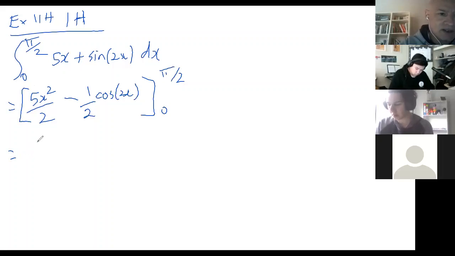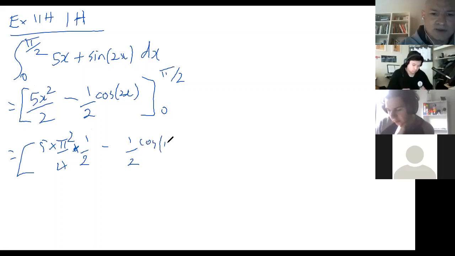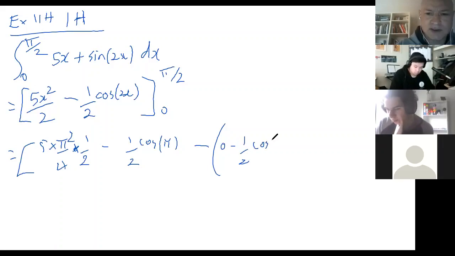So I end up getting 5 times pi on 2 squared. So pi squared divided by 4. And we've got it divided by 2. So I'll just go times 1 on 2. Minus a half cos 2 times pi on 2, which is pi. Minus 5 times 0 squared, well, that's going to be 0, minus a half cos 0.